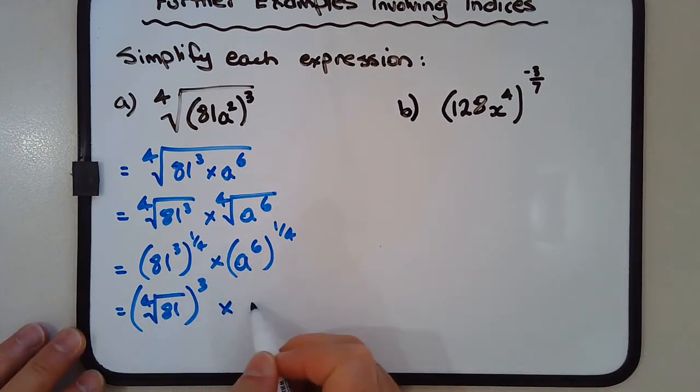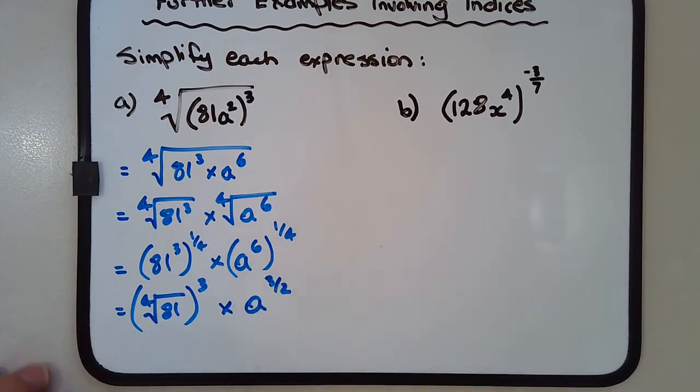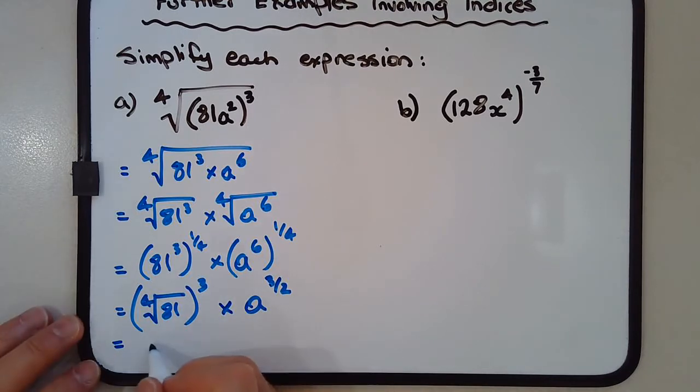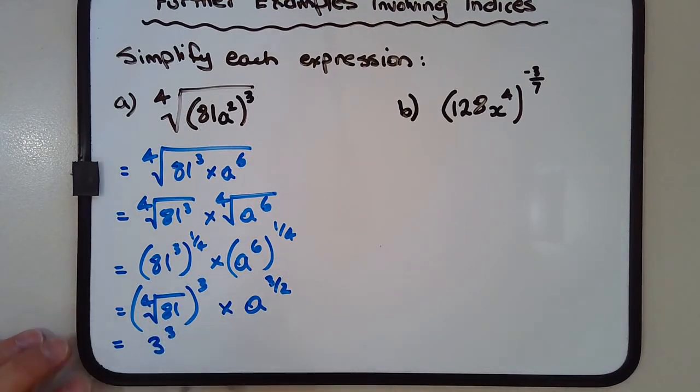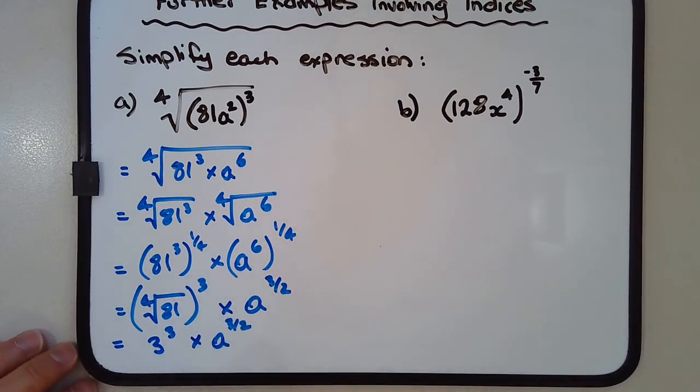And that's multiplied by a to the power of 6 on 4, which is 3 over 2. So I could leave that alone there. In fact, I don't have to do anything with the pronumeral. But the 4th root of 81 is really just the square root of the square root of 81. So square root of 81 is 9, square root of 9 is 3. So that's in fact 3 to the power of 3 times a to the 3 on 2.